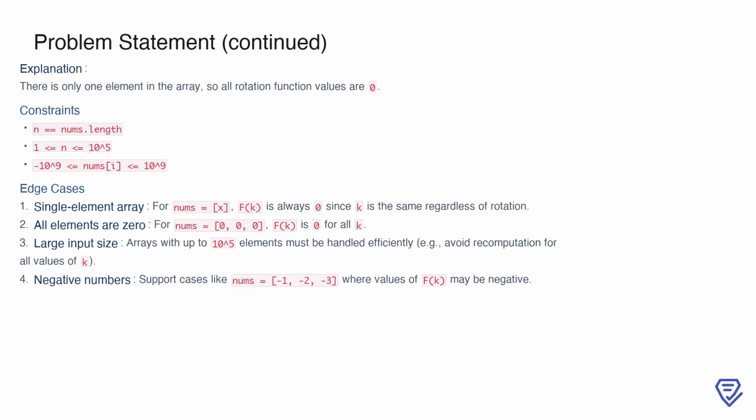The length of the array, n, can go up to 10^5, so your solution must be efficient and avoid recalculating F(k) from scratch for each rotation. The values in the array can range from -10^9 to 10^9, meaning that the function needs to handle large positive and negative numbers. Some notable edge cases include a single element array, where F(k) is always 0 since no rotation changes the result. If all elements are 0, F(k) will also be 0 for all rotations. Finally, when dealing with large inputs, the solution must be optimized to handle the maximum constraints without significant performance issues.